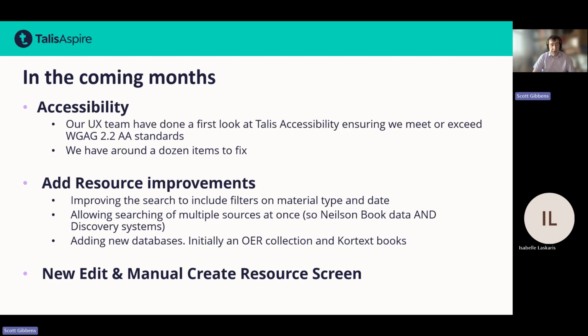We're also going to be allowing searching in multiple sources at once. So Nielsen book data, you'll be able to search as well as a discovery system, which I know has been something that has put some people off switching because they still like Nielsen book data. That's fine. You'll be able to have that as well as your discovery systems and my bookmarks.